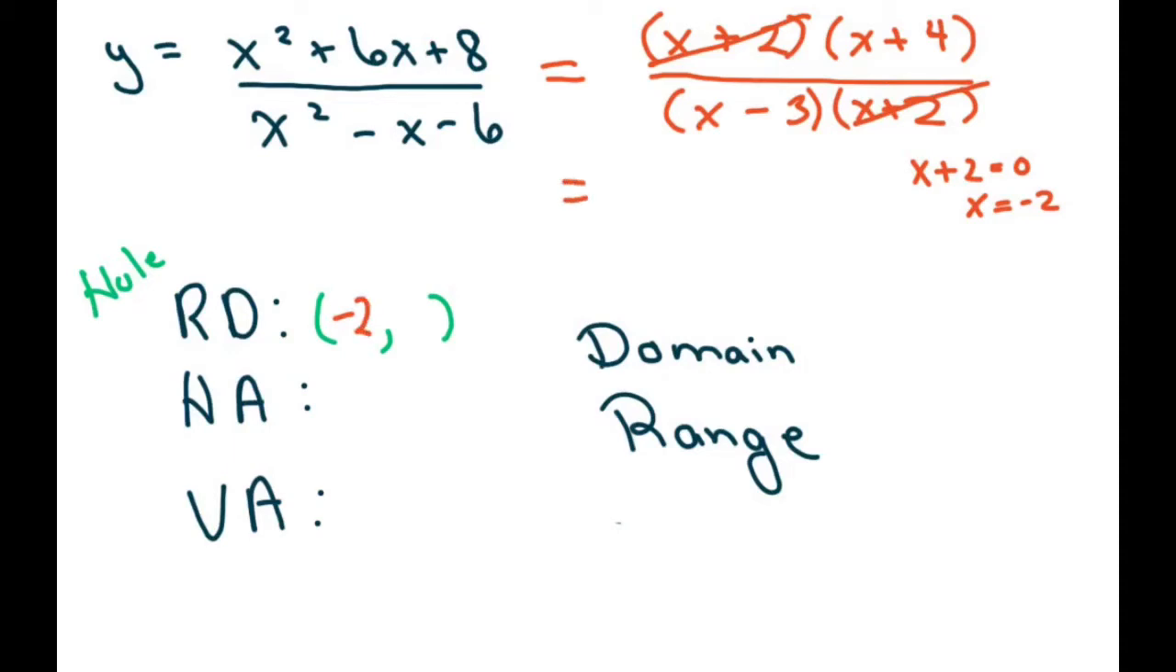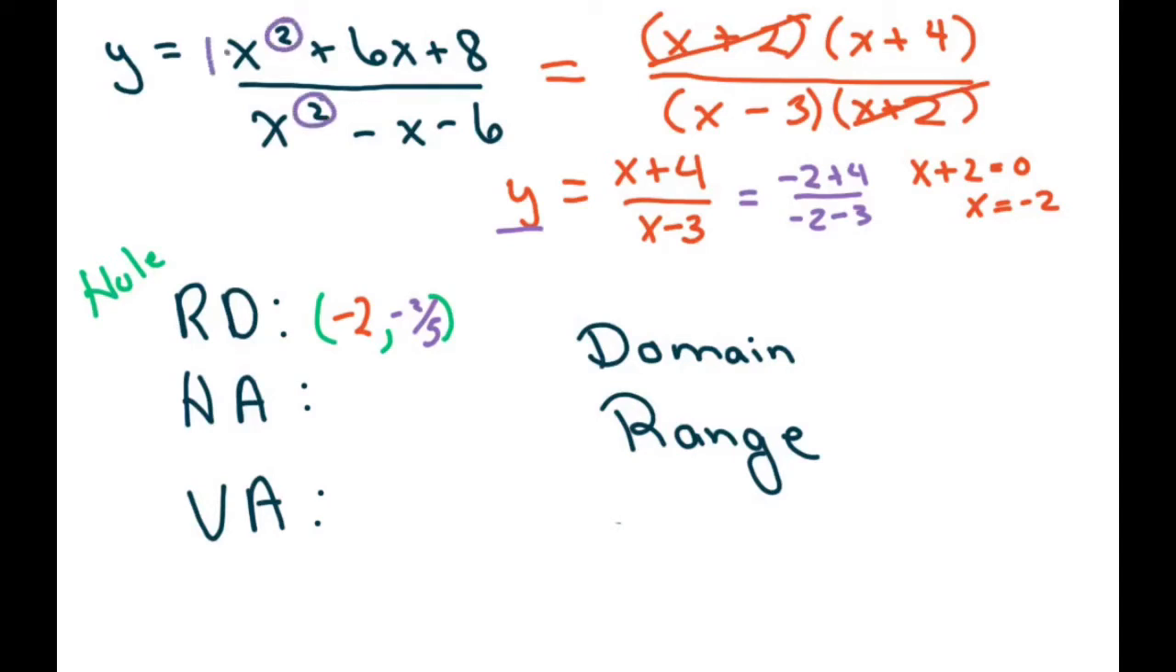Our reduced equation is y equals x plus 4 over x minus 3. So all we're going to do to find our y is to plug in negative 2 into the x. So that gives you 2 over negative 5, so negative 2/5. Now your horizontal asymptote, the degrees are the same, so you just divide your lead coefficients. So 1 over 1 is just 1. Please write this as a line. That's y equals 1.